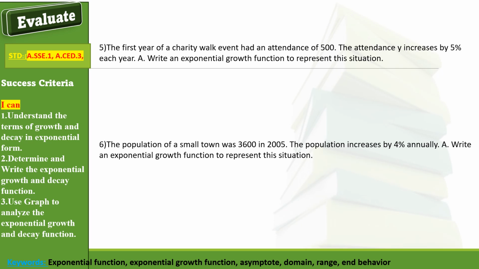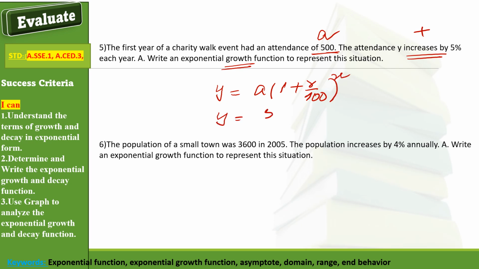Next question is, the first year of a charity walk event had an attendance of 500. So the a value is 500. The sentence says attendance increases, and increases means plus, by 5% each year. Write an exponential growth function. So we have to write y equals a times 1 plus r over 100, whole to the power of x. So our a value is given as 500, 1 plus, what is the r? It's 5 divided by 100, and the power is x.